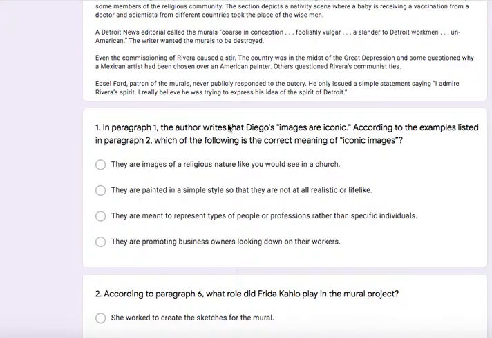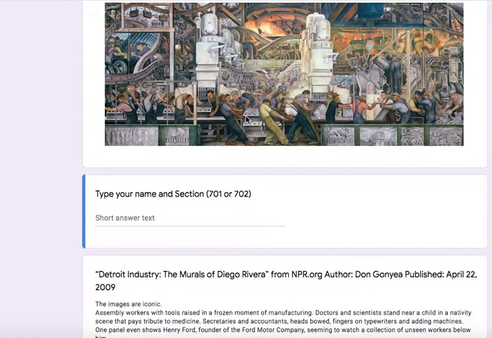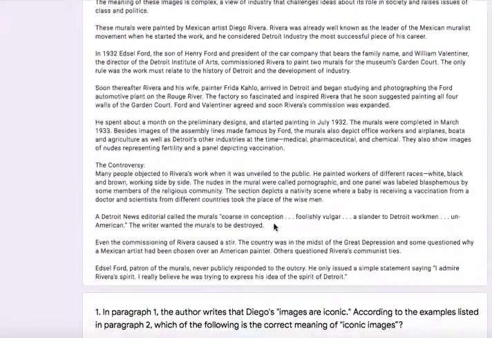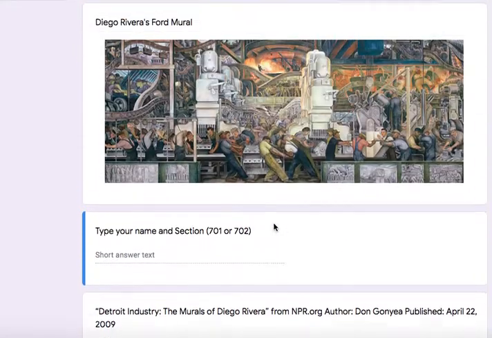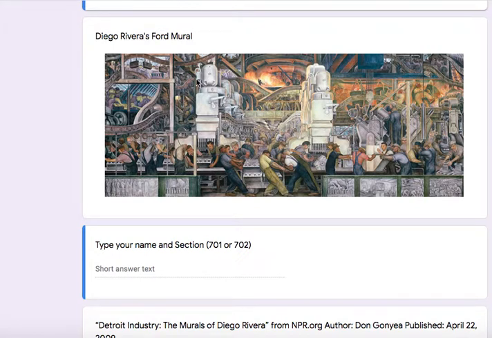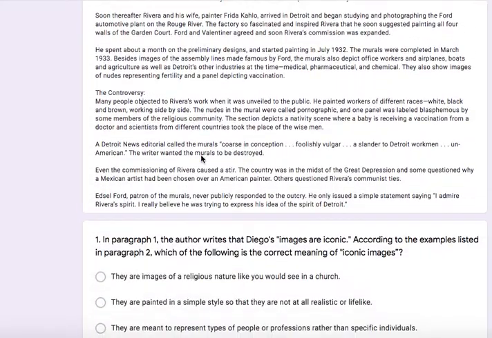So we have the choices. A: They are images of a religious nature that you would see in church. Well, I know that this mural here is not religious. So I know that it's not A. B: They are painted in a simple style so that they are not realistic or lifelike. Again, you can go up to the picture of the mural and see that it almost looks like a photograph. To say that it's not realistic would be false. It is very realistic. So I know that B is also wrong.